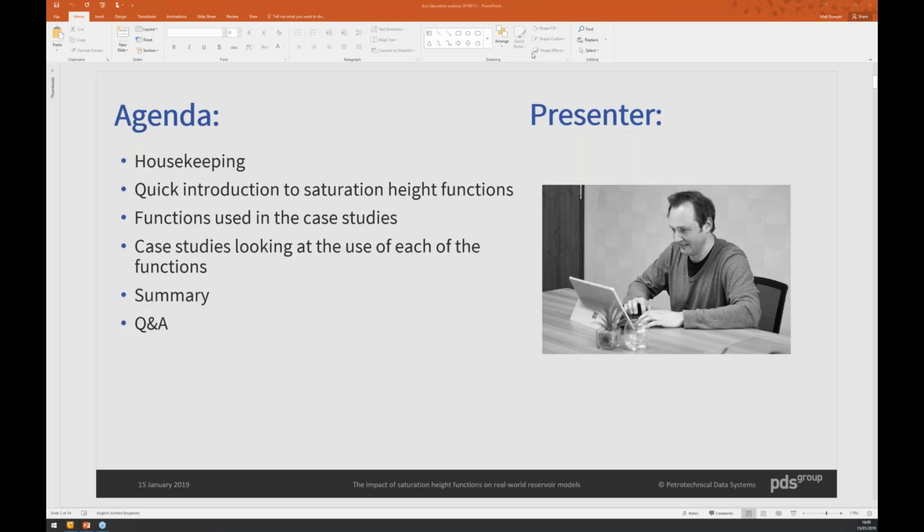The aim of the application basically is to try and make that conversation between geologists, reservoir engineers, and petrophysicists a little bit easier and create a sort of shared space for saturation modeling.